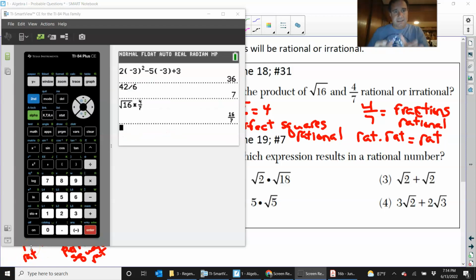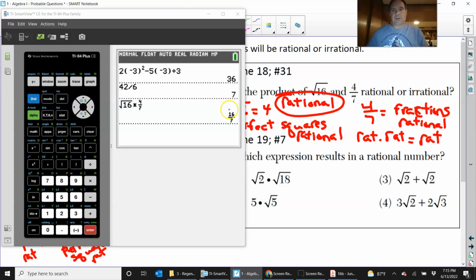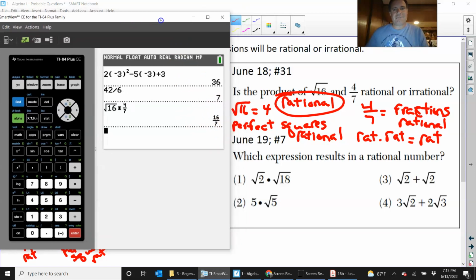You will get credit. See what I put in my calculator. I got square root of 16 times 4/7. It comes out to 16/7. It's a rational number because it is a fraction, right? So you will get credit for saying that this product is rational. That is the answer. So you could say square root of 16 times 4/7 is rational because it equals 16/7, and 16/7 is a fraction. You're good to go.